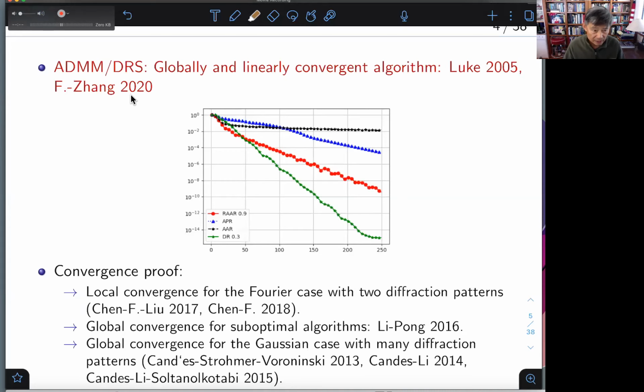And then a couple of years ago, we came up with another ADMM method. I have a little comparison of the performance. The blue curve is the more traditional, standard Douglas-Rachford method. The red curve is Luke's method, called RAAR. Let me get to that later. And the green curve is our method.